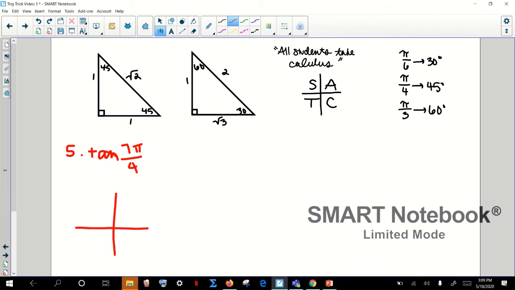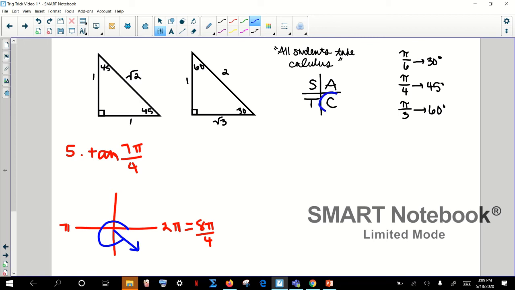Again, I need to figure out where my angle is. Here's pi, here's 2 pi. 2 pi in terms of fourths is going to be 8 pi over 4, right? But my angle is only at 7 pi over 4, so that's not quite all the way there. It's going to be in the fourth quadrant right there.